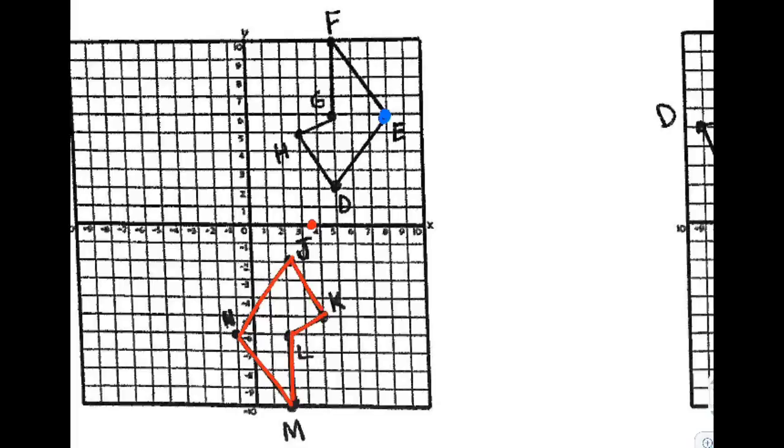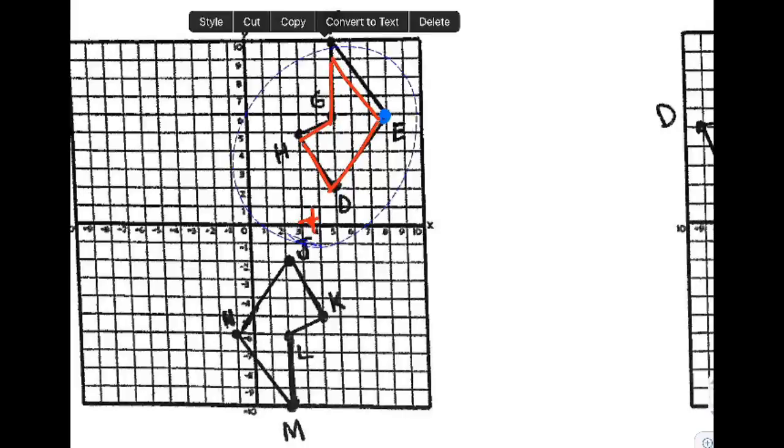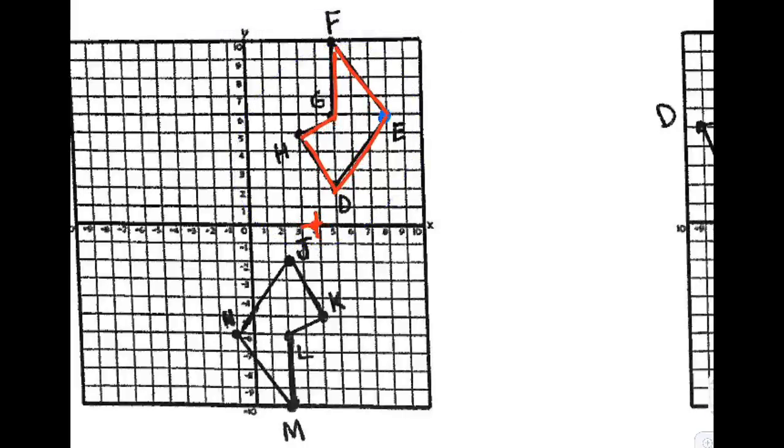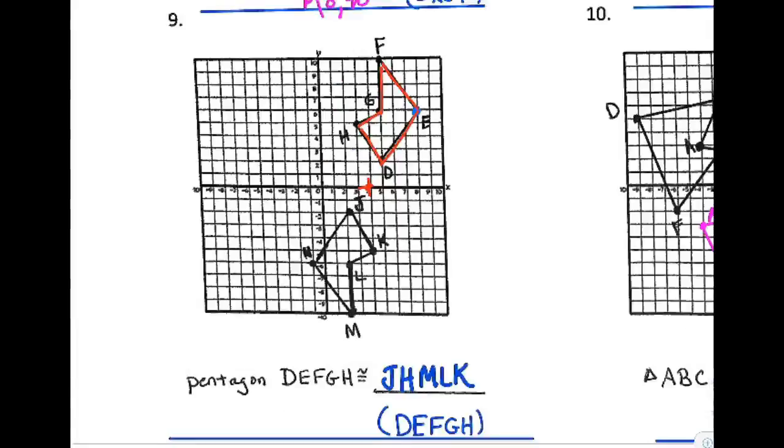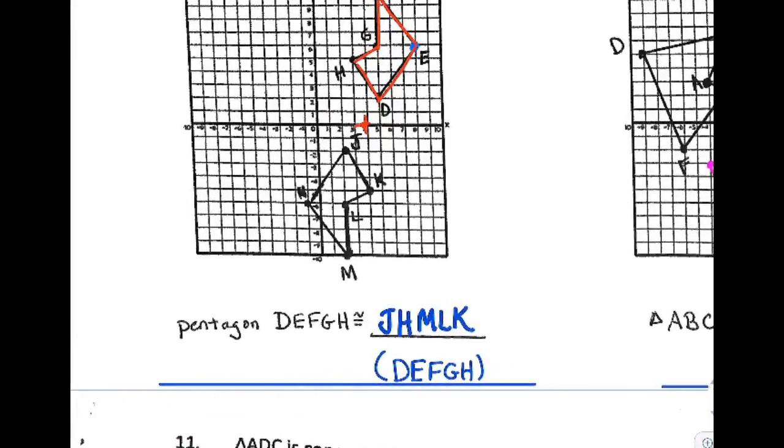And you'll see that if I rotate about that strange point, 3.5, 0, I end up right on the shape. So what I did was I rotated about the point 3.5, 0, 180 degrees, and I did that to DEFGH.